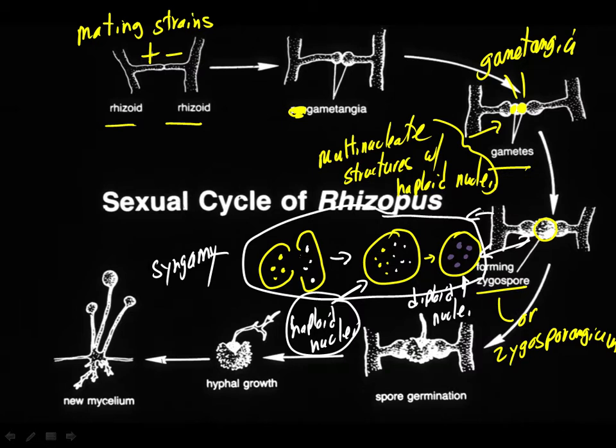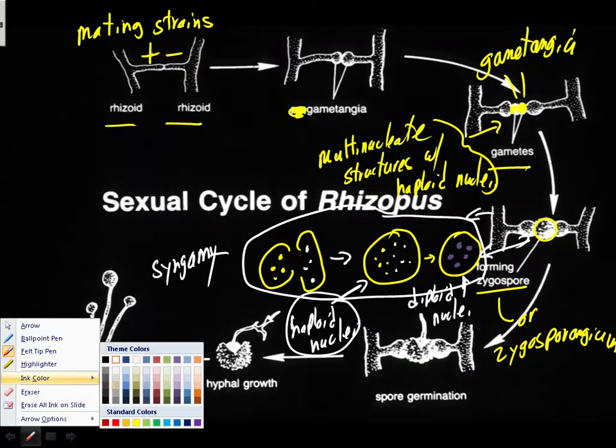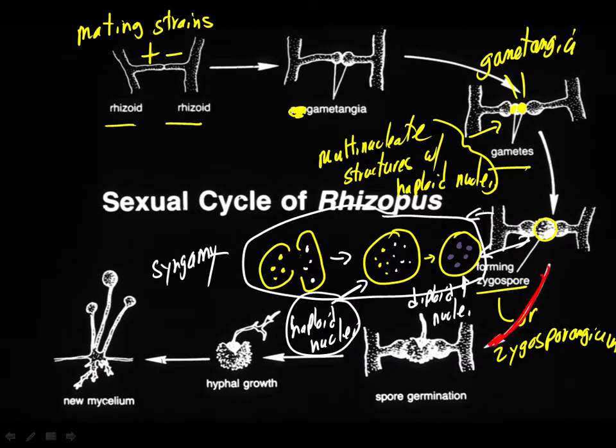Okay, so we're now at the stage of zygospore, zygosporangium. It's multinucleate and diploid. In the gametes, it was multinucleate and haploid. Now it's multinucleate and diploid. And now we get meiosis. I wish I could do this in another color. Let's try red. Meiosis. So meiosis is occurring, and now we're getting haploid nuclei again. And the zygospore is going to germinate and produce haploid hyphae. And that gives us our new mycelium, which is haploid.